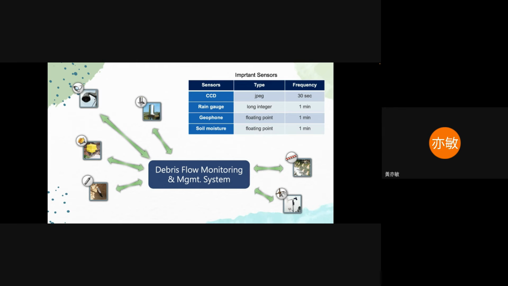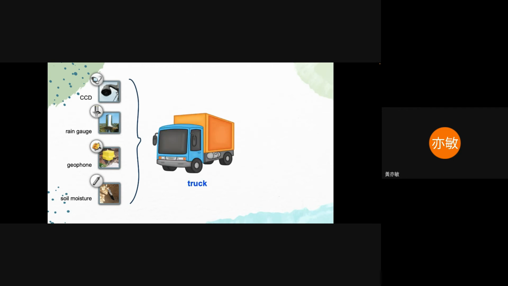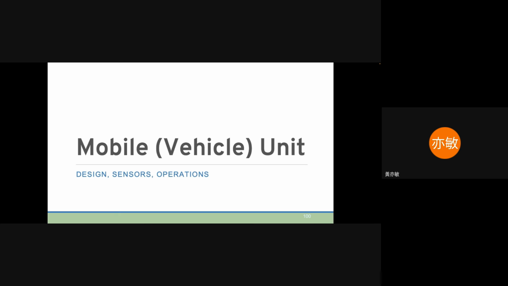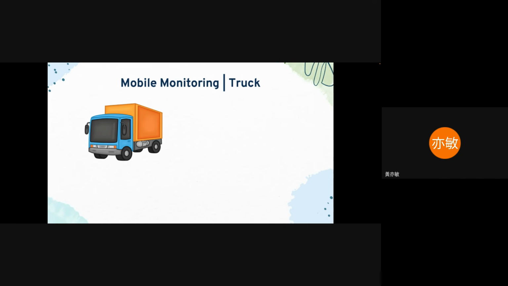So we can put all these sensors together. Some sensors we put at the upper stream, some at the middle stream sections, and some at the downstream. We want the data communication to be wireless, so we put them all together. So how about we drive a car? We just carry all these necessary sensors to even remote areas, using satellite communication, and we have our own generators. That's why we designed our own mobile monitoring.